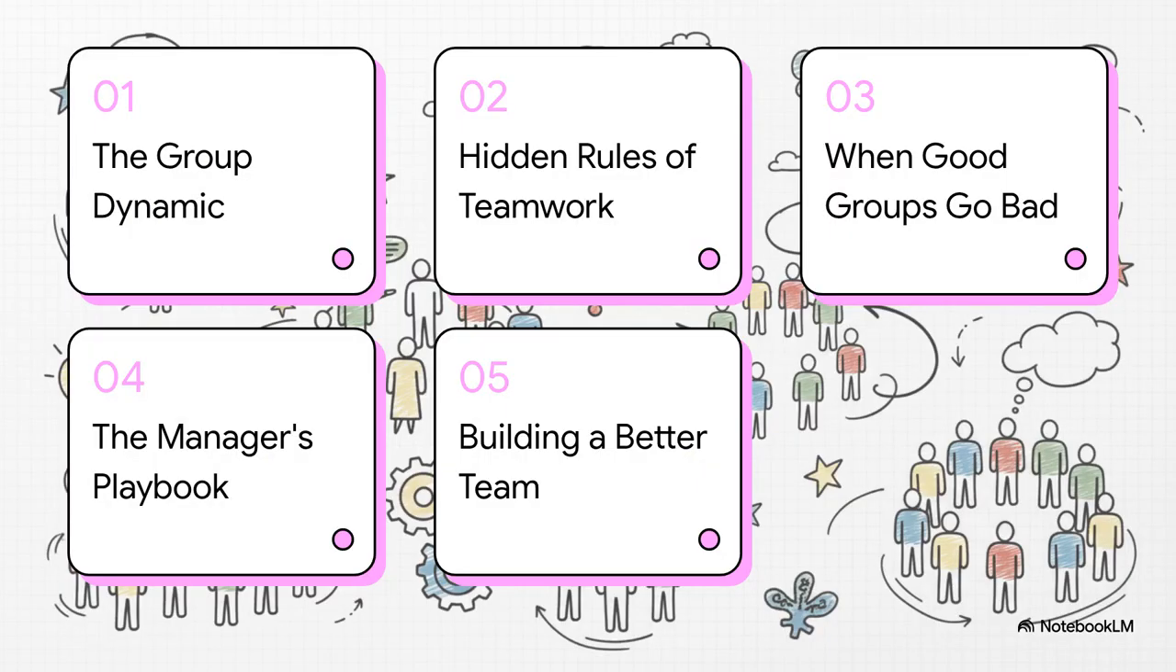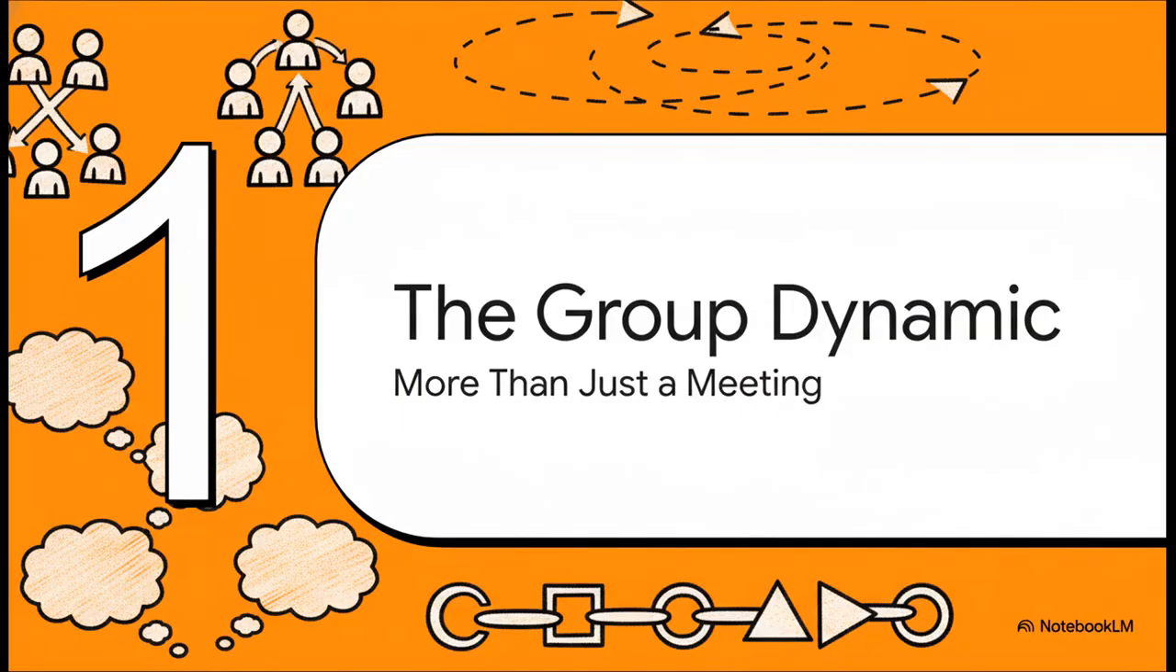So, here's our game plan for this explainer. First up, we're going to get on the same page about what a group even is. Then, we'll dive into the hidden rules that are secretly running the show. After that, we'll look at the common traps that make good groups go bad. And finally, we'll open up the manager's playbook to see how to fix these issues and build a team that really, truly works. Okay, so before we can start cracking any codes, we have to understand the language.